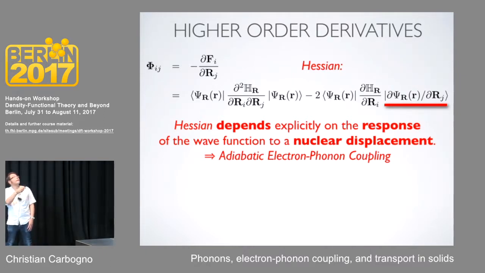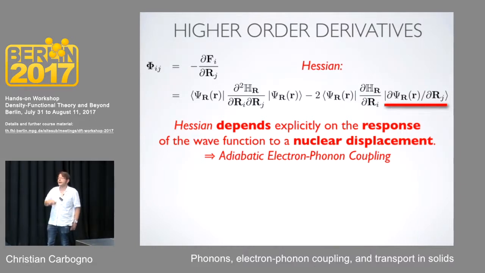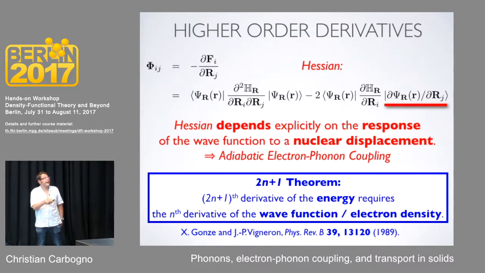One time you get the second order derivative of the Hamiltonian and the expectation value of it, and that is easy to just compute from your ground state wave function density, but then you get an additional term which involves the response or the derivative of the wave function. So this is a quantity that needs additional treatment that is not just trivially extracted from a simple ground state calculation. And as a matter of fact, this kind of argument can be generalized in the 2n+1 theorem.